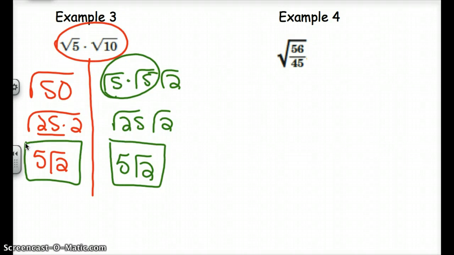Let's take a look at our next example. We have the square root of 56 over 45. First thing you need to do is break that fraction into 2.